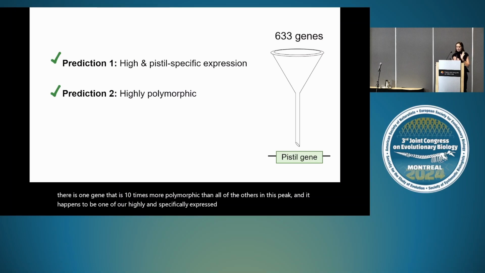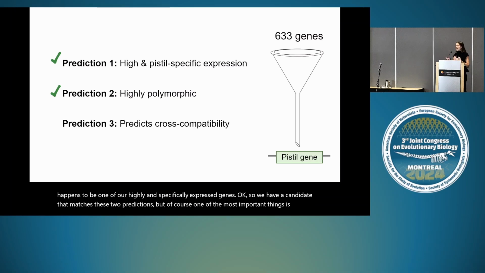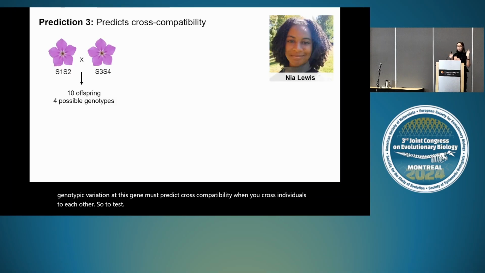Okay, so we have a candidate that matches these two predictions, but of course, one of the most important things is that genotypic variation at this gene must predict cross-compatibility when you cross individuals to each other. So to test this, I worked with a really phenomenal undergraduate collaborator, Nia Lewis.